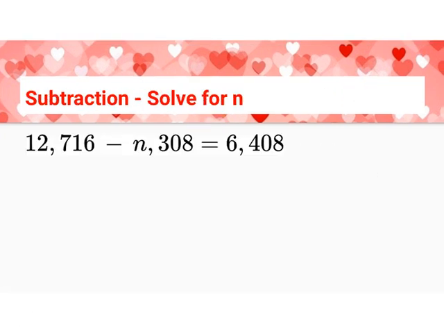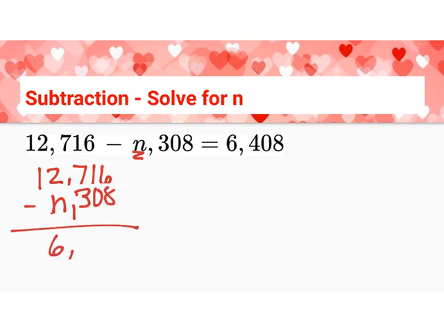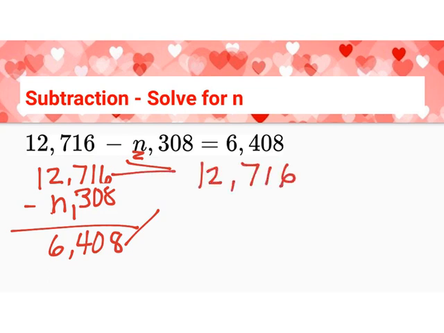All right, next, we're going to solve for n. First thing that I need to do is rewrite my problem vertically. We always write problems vertically that are over 1 digit. Whoops, and I cannot talk and write at the same time, which I have proven over and over again. So 2,716 minus n, we don't know, equals 6,408. Okay, I'm going to take what I know, 2,716, subtract 408.